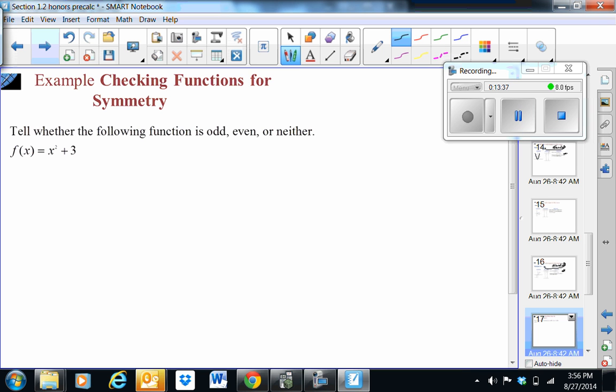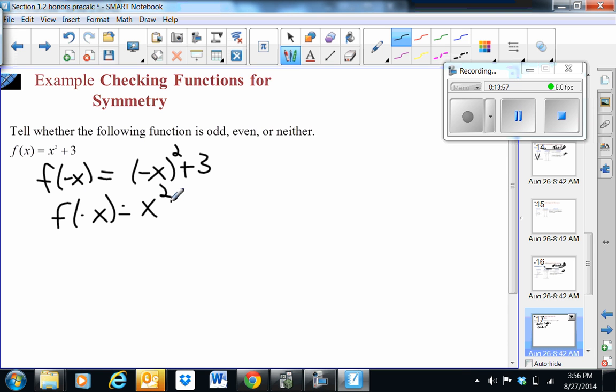Checking functions for symmetry. Tell whether the following function is odd, even, or neither. So we're going to go ahead and plug in f of negative x, and we're going to get negative x squared plus 3. And when we simplify that, we get f of negative x equals x squared plus 3. So we look back and we say, my golly gosh, that is exactly what I started with. So this is an even function.